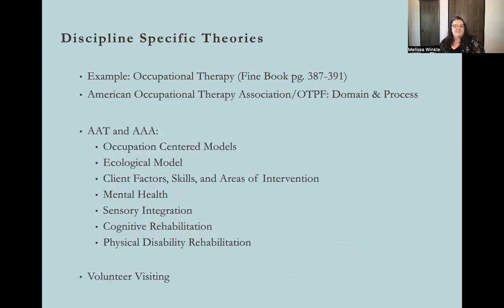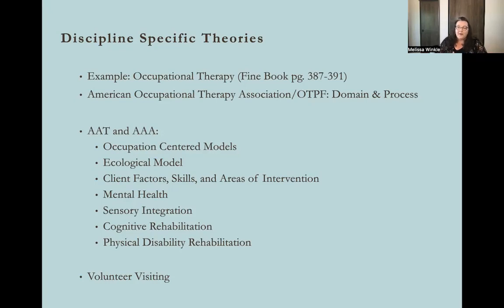Then there are things like discipline-specific theories. I'm going to use the example of occupational therapy in the 5th edition in your textbook. From page 387 to 391, you will see an article that we did on this area. And then we also look at the American Occupational Therapy Association Occupational Therapy Practice Framework, Domain and Process.